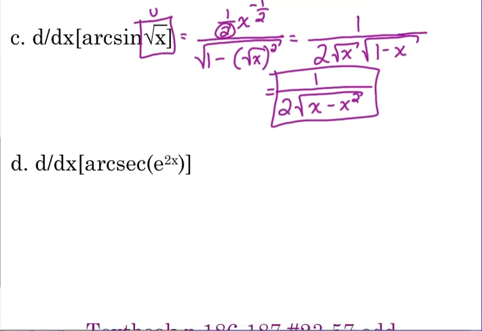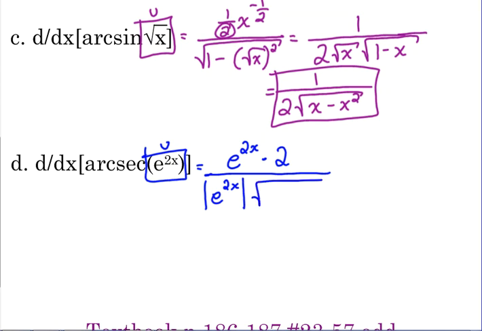Okay, and let's look at D, the derivative for the arcsecant, and we're throwing some exponentials in there just for the heck of it, because we need to make sure we practice those. Sorry, I'm trying to alternate colors, OCD like that. All right, so arcsecant, our rule says u prime, so what's the derivative of e to the 2x? It is itself times the derivative of its exponent, so e to the 2x times 2, over the absolute value of u, which is e to the 2x, times the square root of u squared, e to the 2x squared, minus 1.